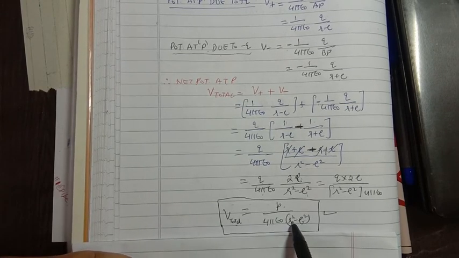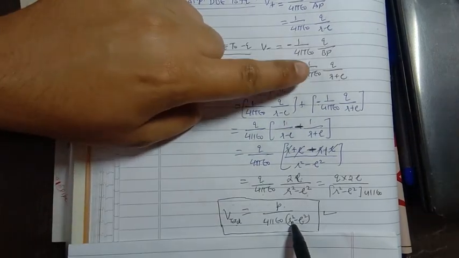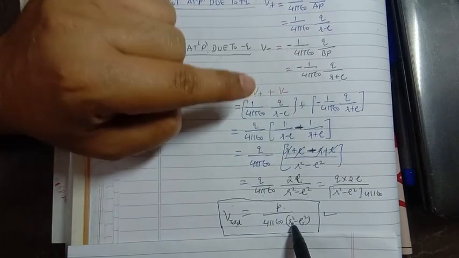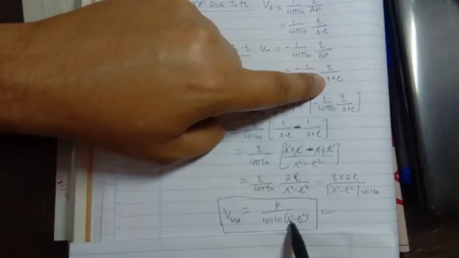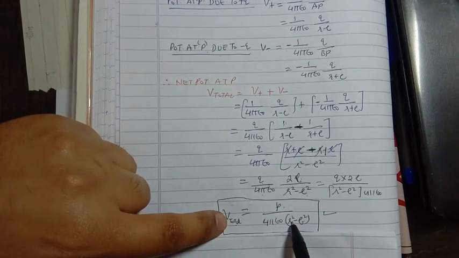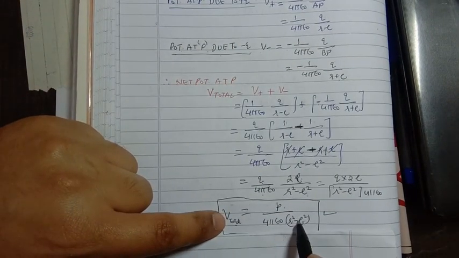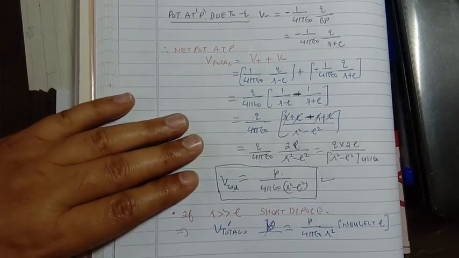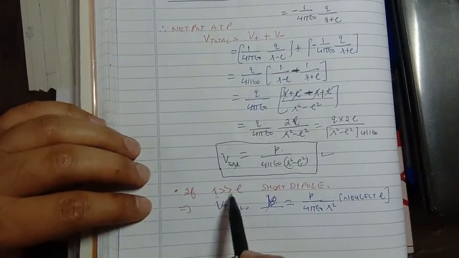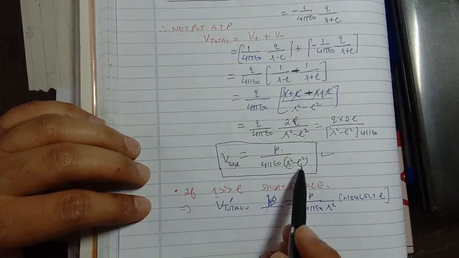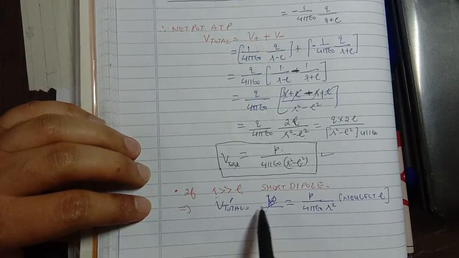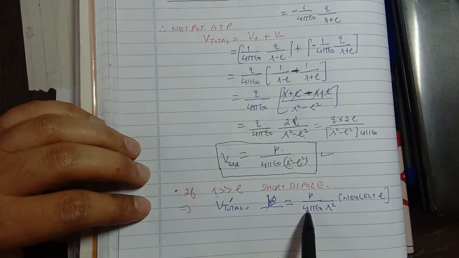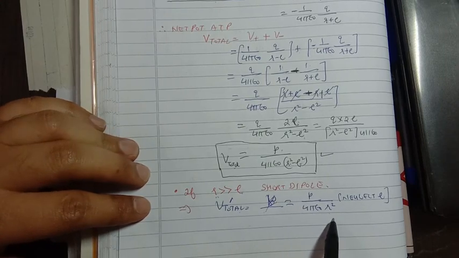So you can clearly see that for a single point charge, potential depends inversely on the first power of the distance, but for an electric dipole it depends upon the second power of the distance. If we have a short dipole such that the value of r is far greater than L, we can neglect the value of L in the denominator, then the total potential will be p over 4 pi epsilon naught r square.